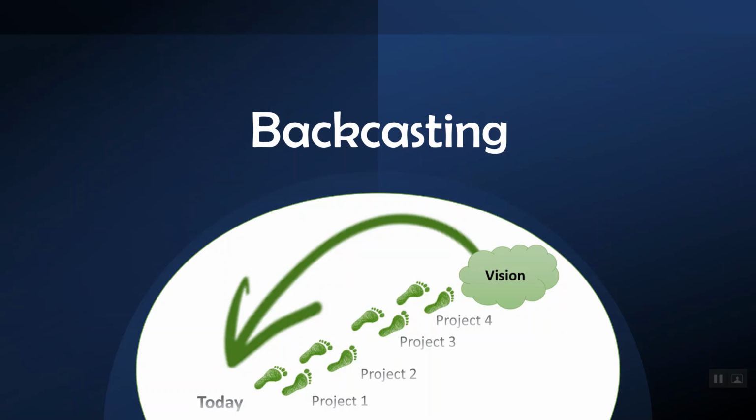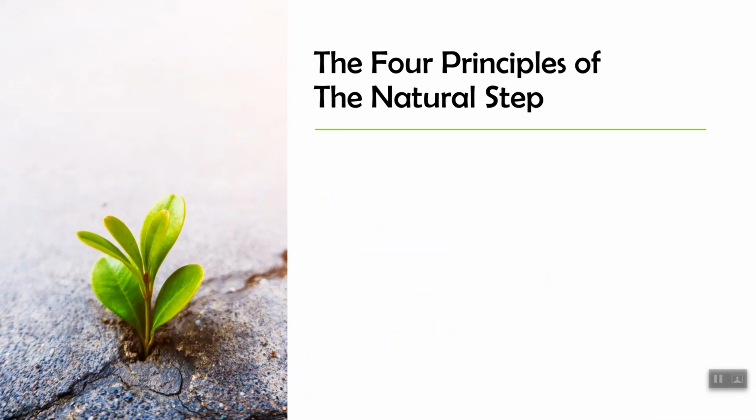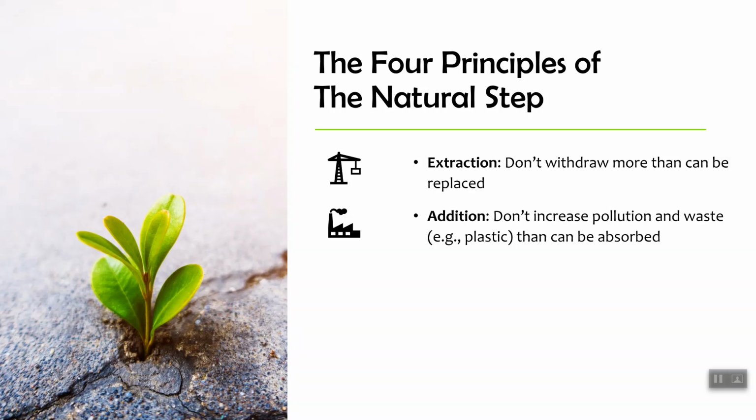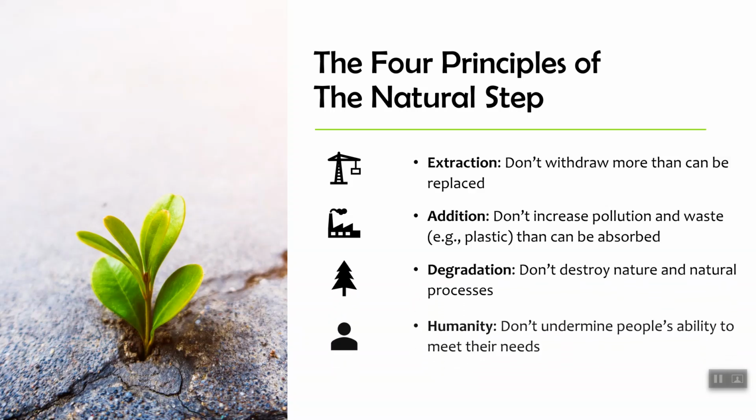The second sustainable approach to strategic planning is backcasting, developed as a part of the natural step theory. The premise of natural step is that we should create our businesses so they do not have an irreparable impact on the planet or the people. It operates on 4 principles. Don't take out more than can be replaced. Don't increase pollution and waste more than can be absorbed. Don't destroy nature and natural processes. And don't undermine people's ability to meet their needs.